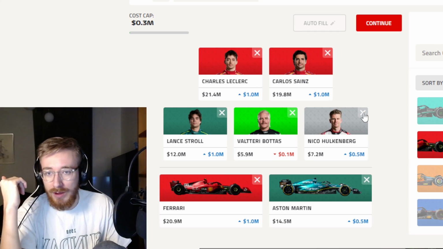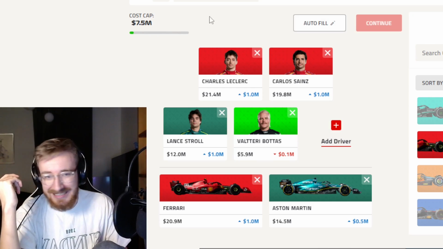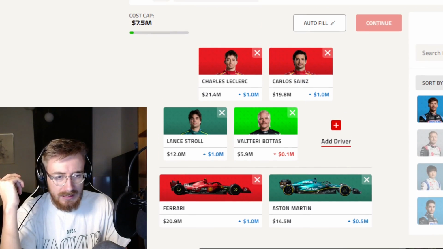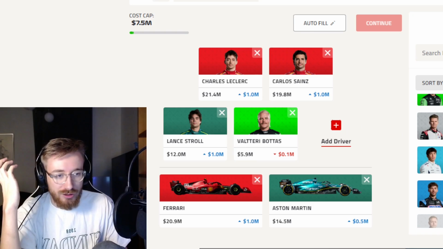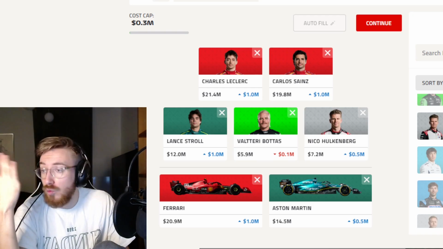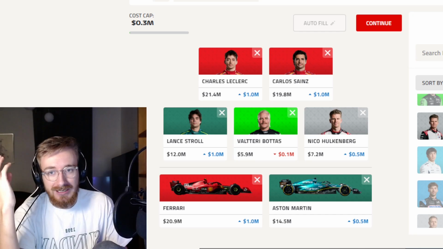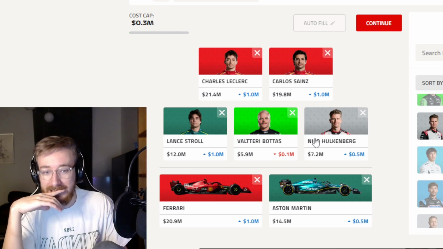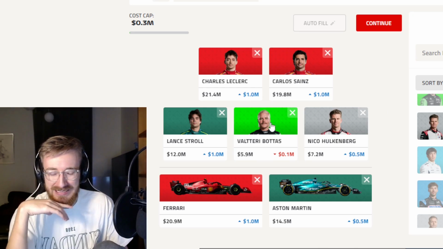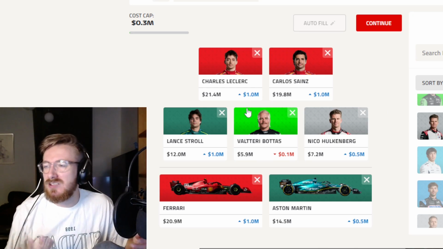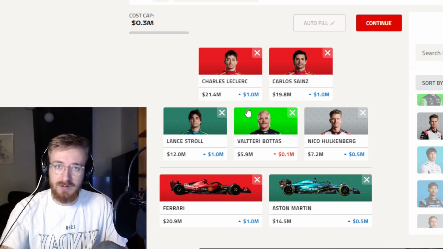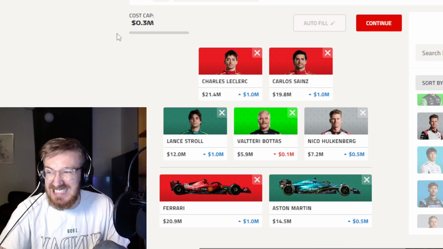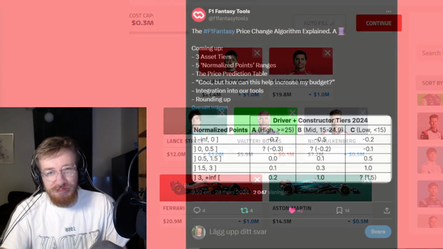I actually don't have enough to fit Kevin Magnussen in here, as he's 7.7, I believe. Correct. So I currently just put Nico in there, but if you already have a larger team budget or a larger cost cap than what I have, Kevin Magnussen should probably be in there. But something like this is what I could afford if I were to go for it and use this as my budget. So there you go.